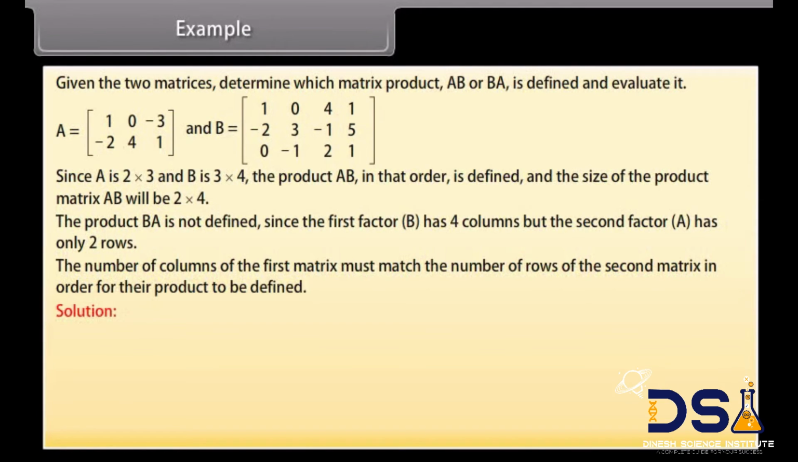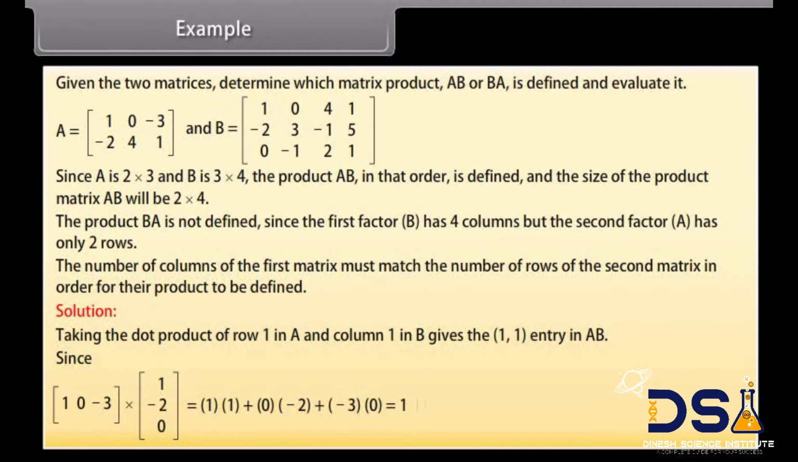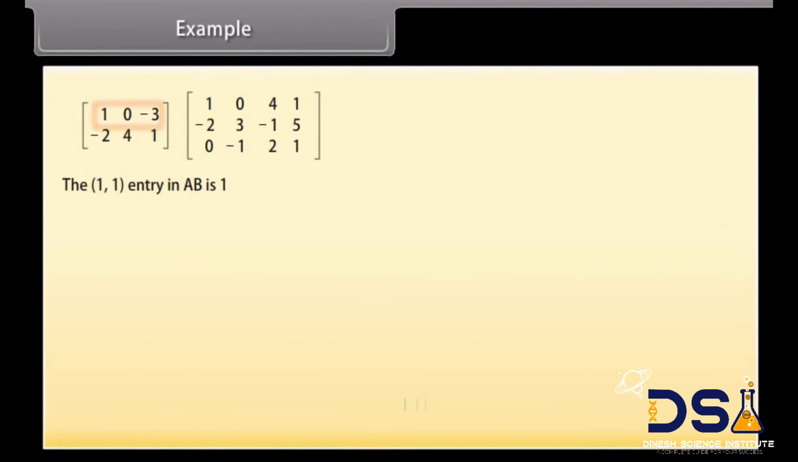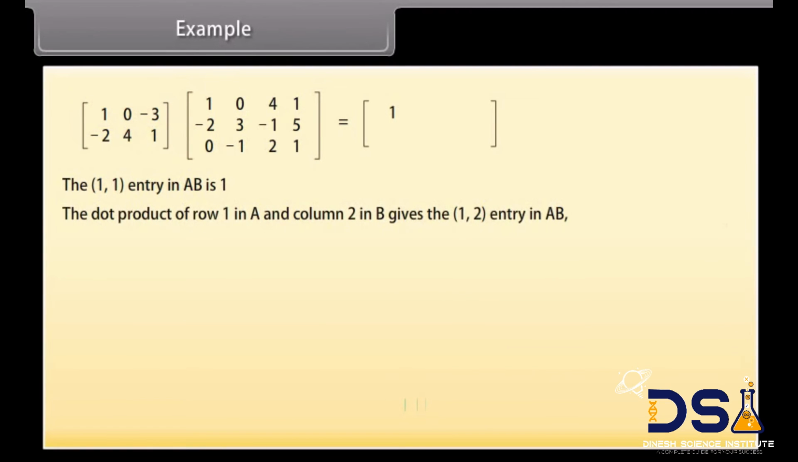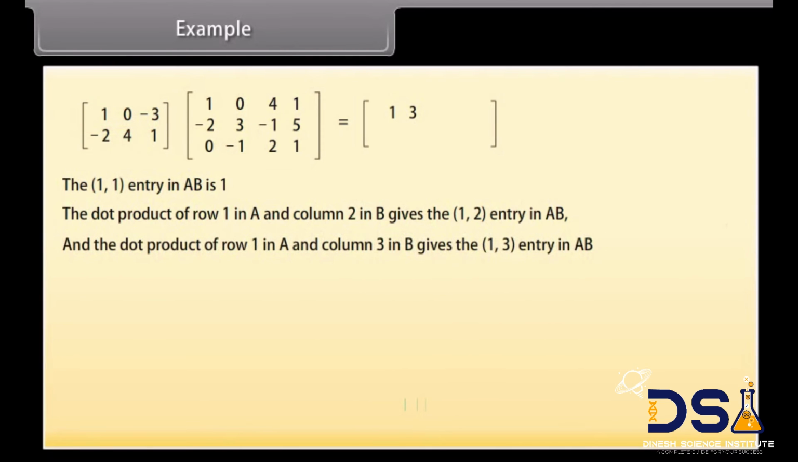Solution. Taking the dot product of row 1 in A and column 1 in B gives the 1, 1 entry in AB. The 1, 1 entry in AB is 1. The dot product of row 1 in A and column 2 in B gives the 1, 2 entry in AB. And the dot product of row 1 in A and column 3 in B gives the 1, 3 entry in AB.